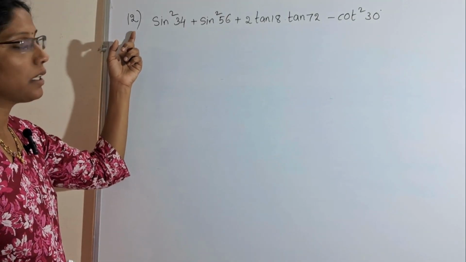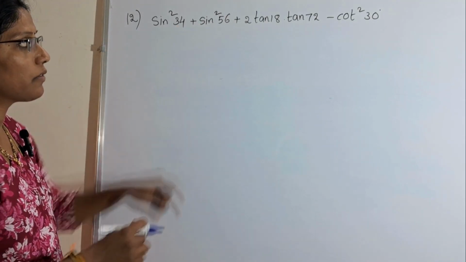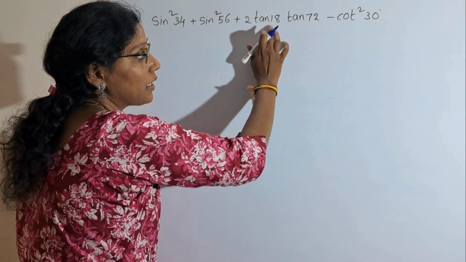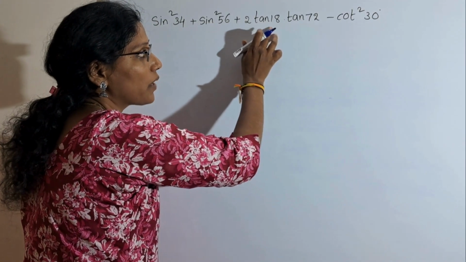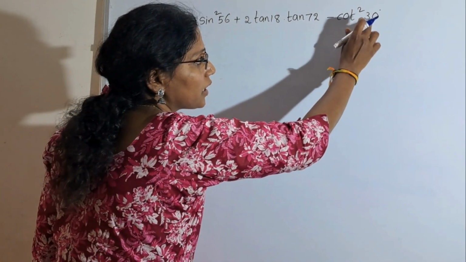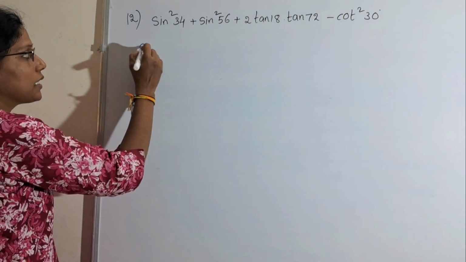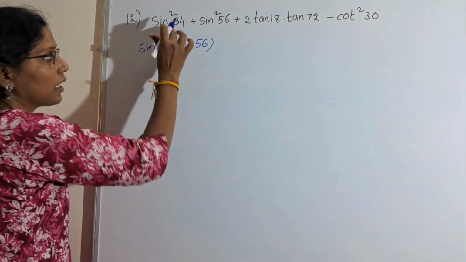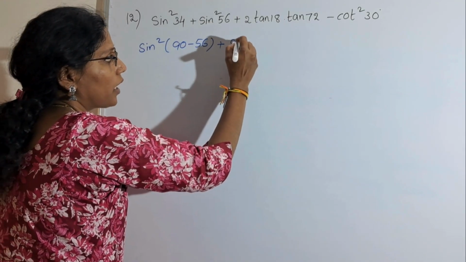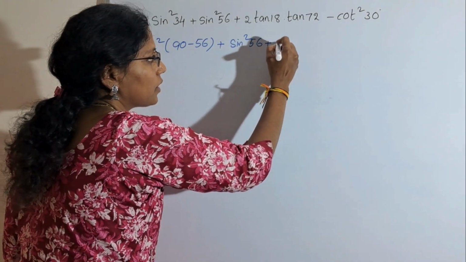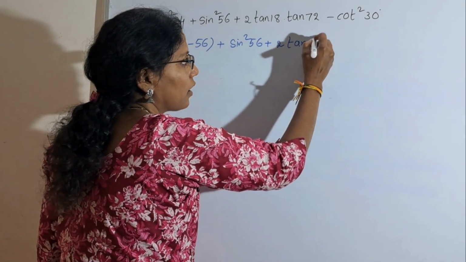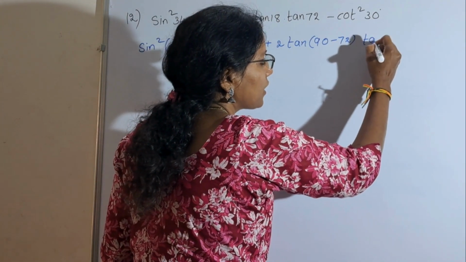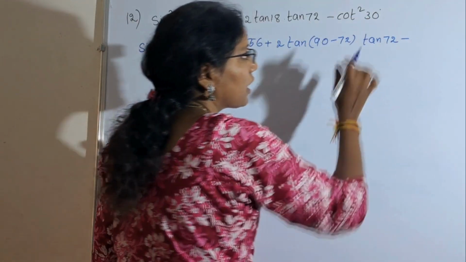Next problem number 12. Here sin square 34 plus sin square 56. In these two angles, one angle we have to change. Next, tan 18 and tan 72. In these two angles, one angle we have to change. Cot 30 value we have to write. Here sin square 90 minus 56, sin square 56 plus 2 into tan 90 minus 72, which is 18, tan 72 minus cot 30.